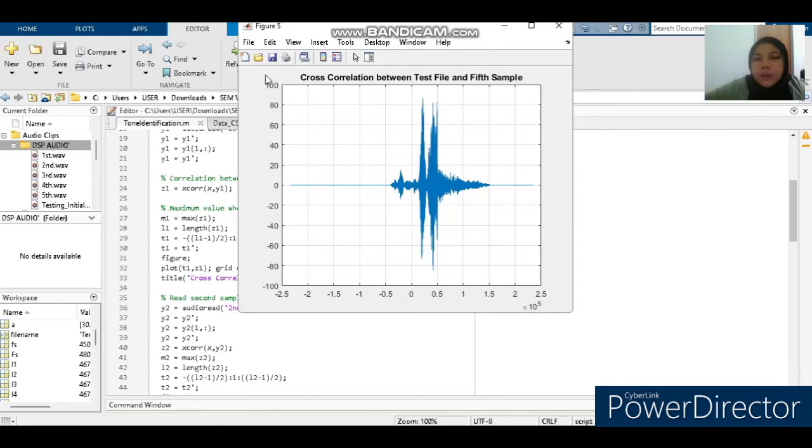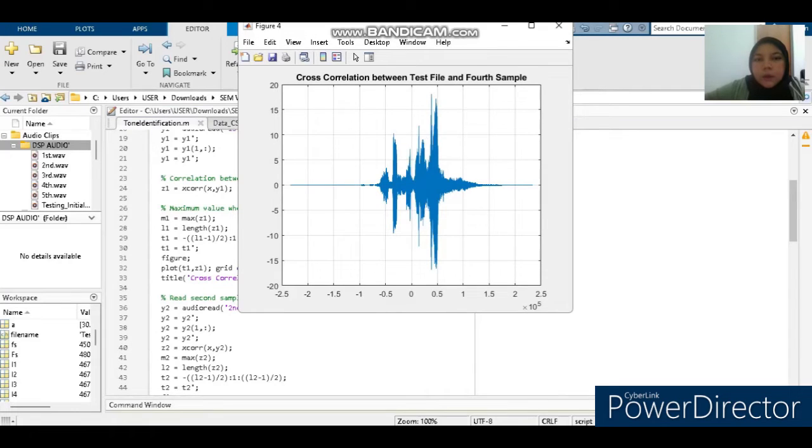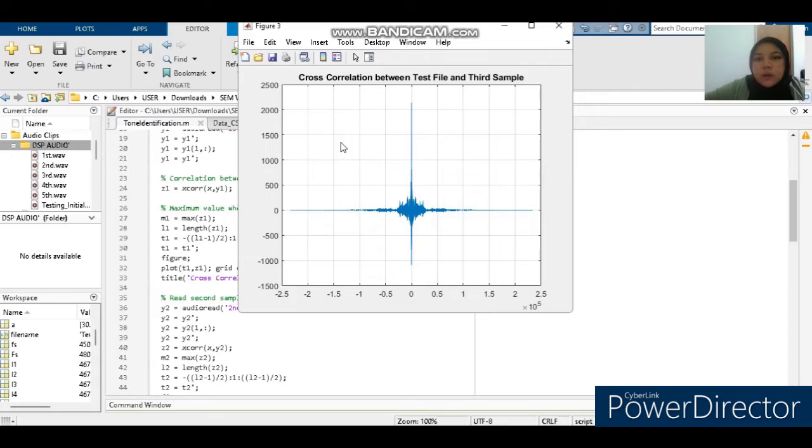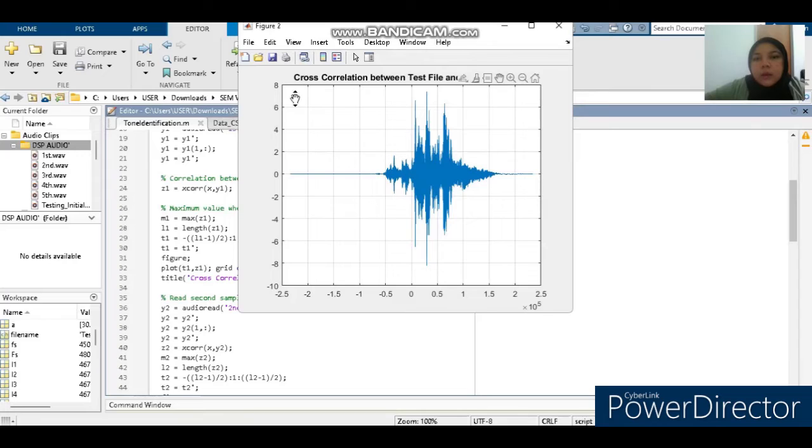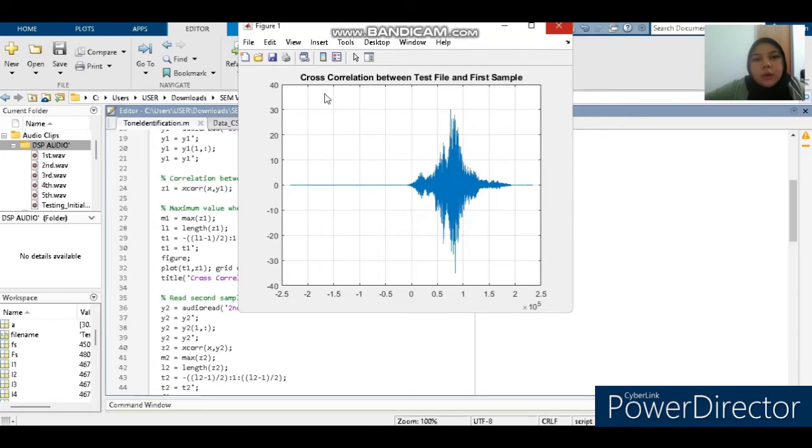So as a result that we get, this is the cross correlation between the test file and the fifth sample, and this is also the cross correlation between the test file and the fourth sample, and this is the cross correlation between the test file and the third sample. We can see that it's identical, and this is the cross correlation between the test file and the second sample, and lastly is the test file and the first sample.